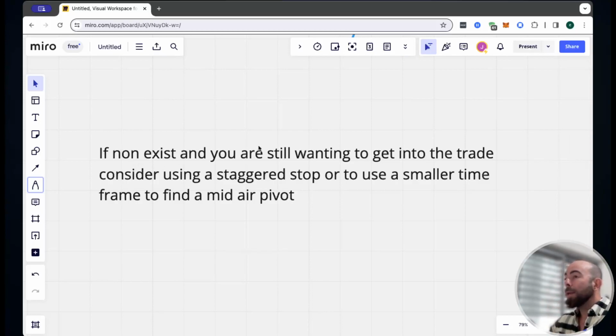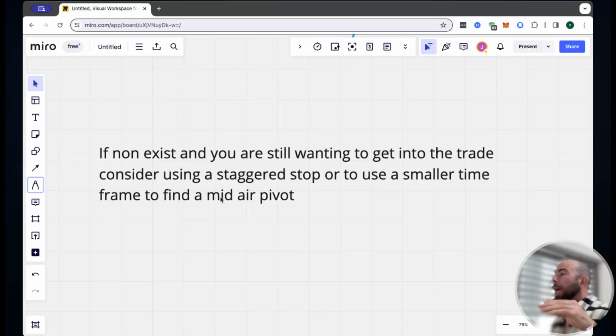But if you're still wanting or wishing to get into the trade, consider using a staggered stop. A staggered stop is where you use multiple stops, not only one. So let's say the breakout of the daily low is at 12% and you want to put it over there, but 12% is more than 10%. So you put half of the position, for example, at 6%, mid-air, for example.